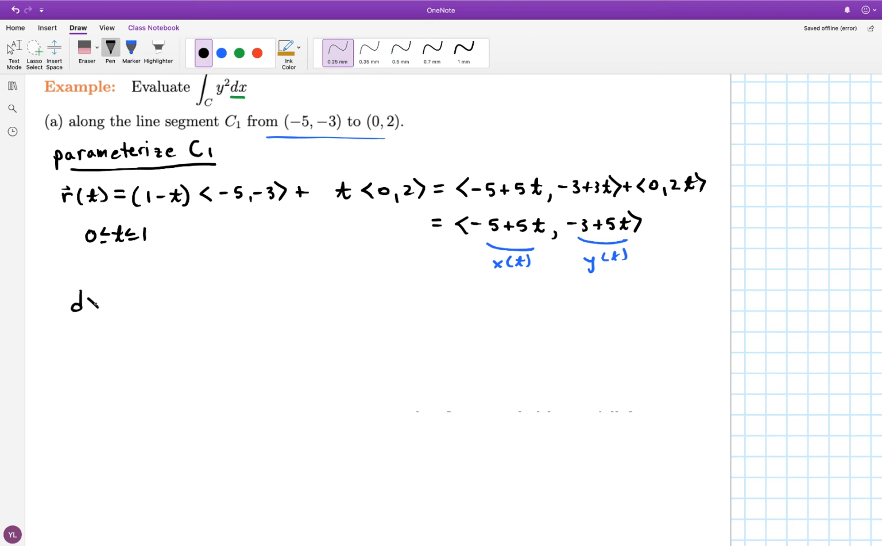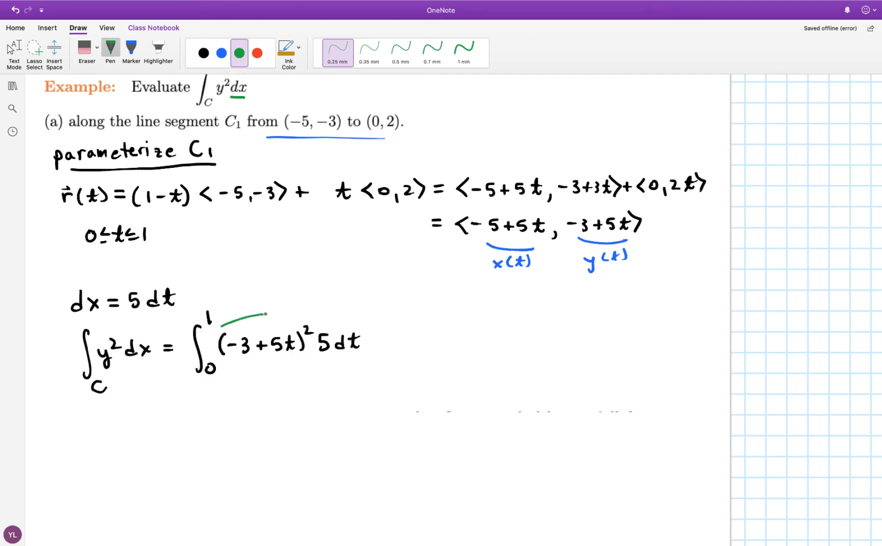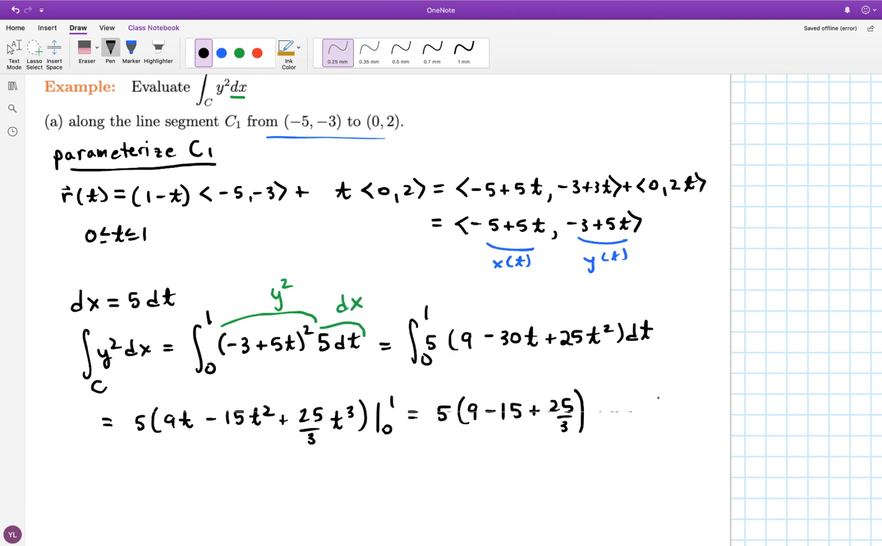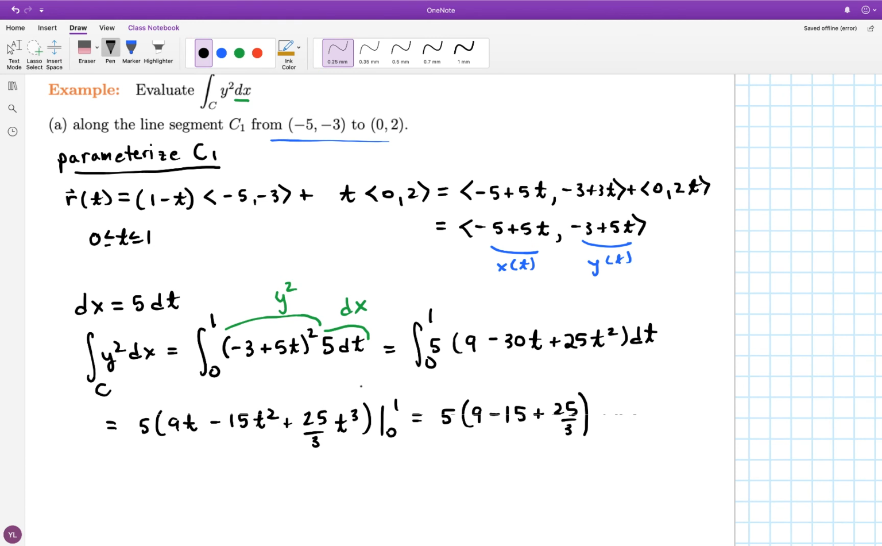Okay, now for the dx. dx, remember, is x prime of t dt, so that's just 5 dt, and I've got everything I need to set up my integral. As you can see here, I've written y squared, the integrand, in terms of the parameterization, and then this right here was my dx. Now I just have a Calc 1 integral to solve. Okay, there you go. Whatever that is, that's the value of this line integral with respect to x.